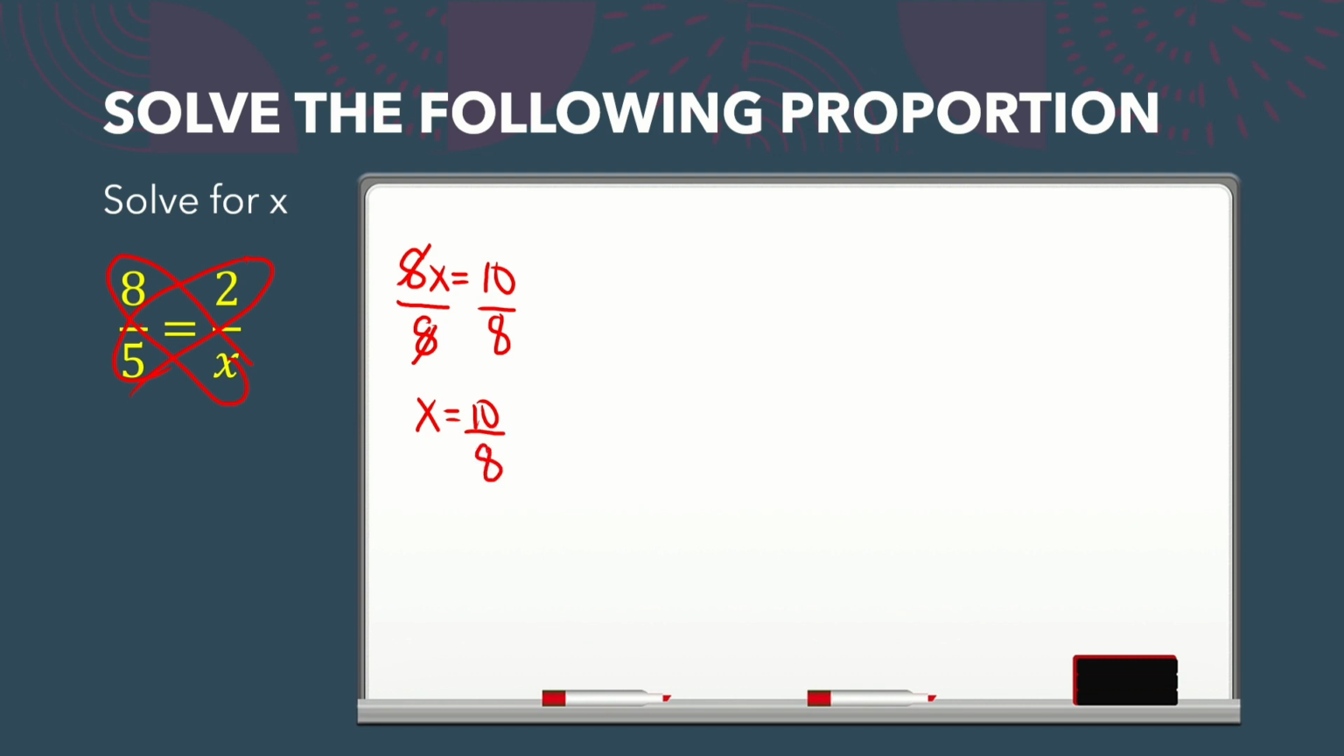Notice that 10 all over 8 is still reducible to lowest term. So the lowest term of 10 all over 8 is equal to 5 all over 4. So the value of x now is 5 over 4. Okay, I hope we have the same answer.